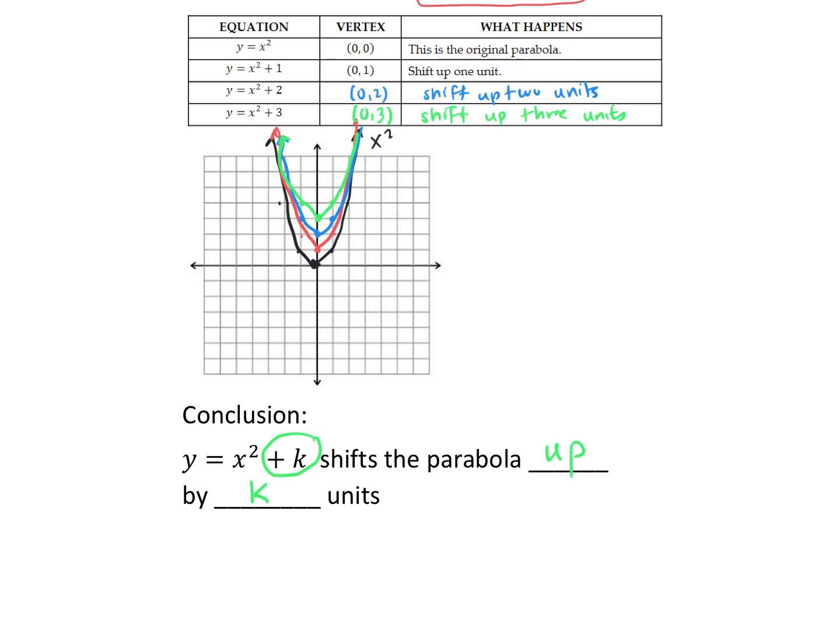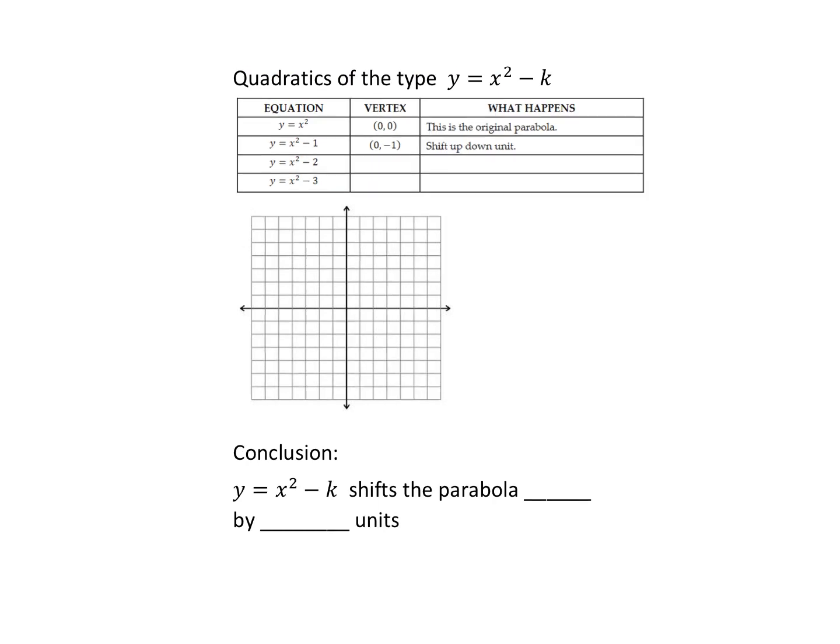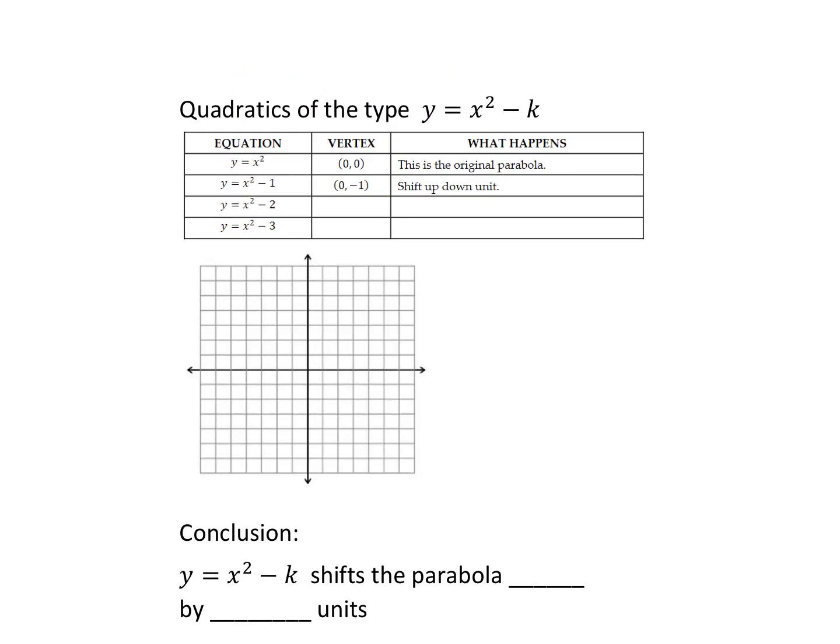We can shift it. Okay, now we're going to see what happens when we do y equals x squared minus k. So again, I'm going to draw x squared. Here's x squared as my original function.